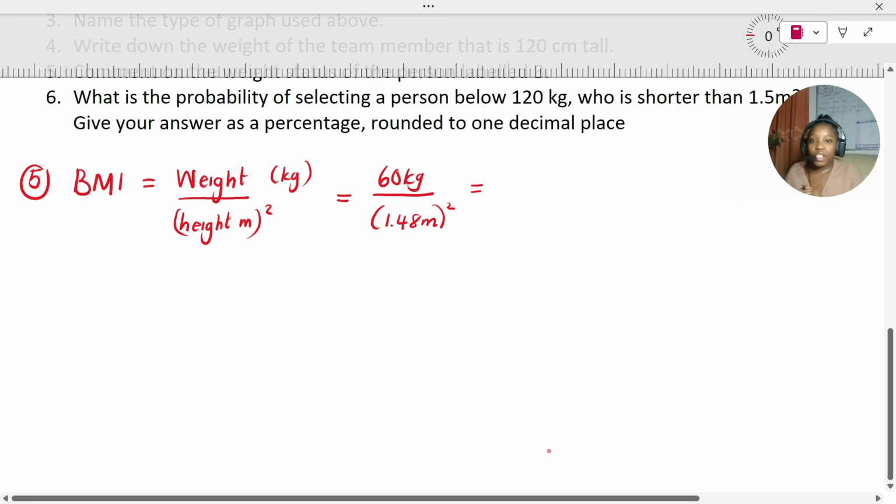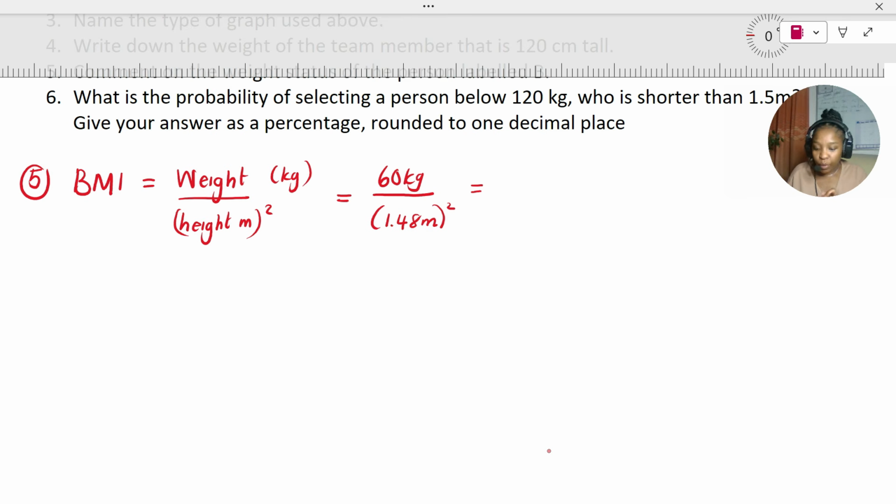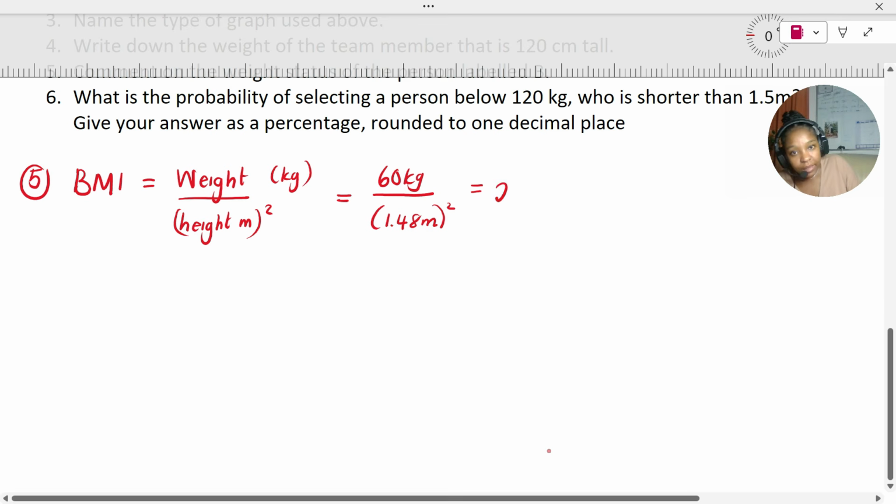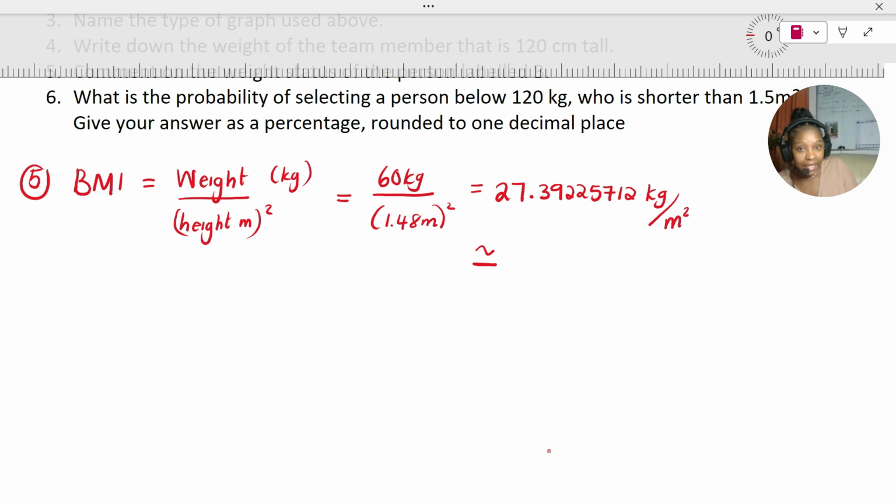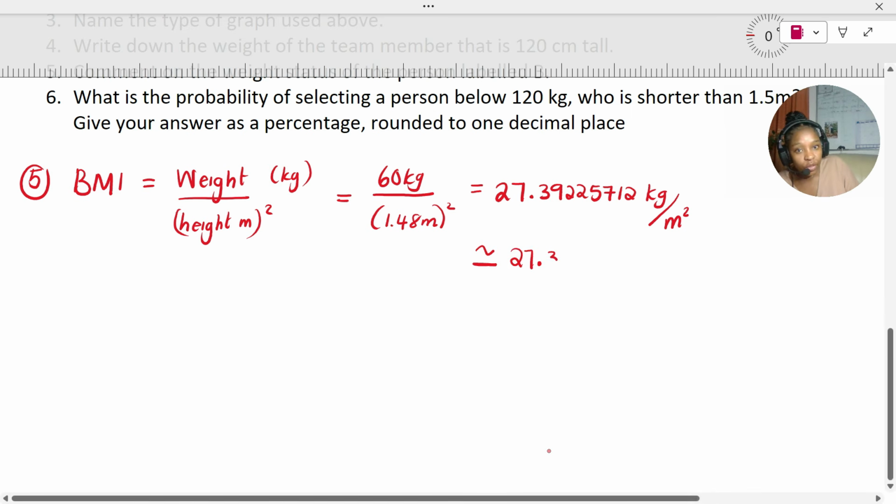All that we need to do is punch into your calculator: 60 divided by, open bracket, 1.48, close bracket, squared. Don't make that mistake. It's 27.225712 kilograms per meter squared. So this is the person's BMI. We can also just round it off to 2 decimal places, ladies and gentlemen. This sign just means approximately equal to, because we are rounding off. So it's going to be 27.39 kilograms per meter squared.